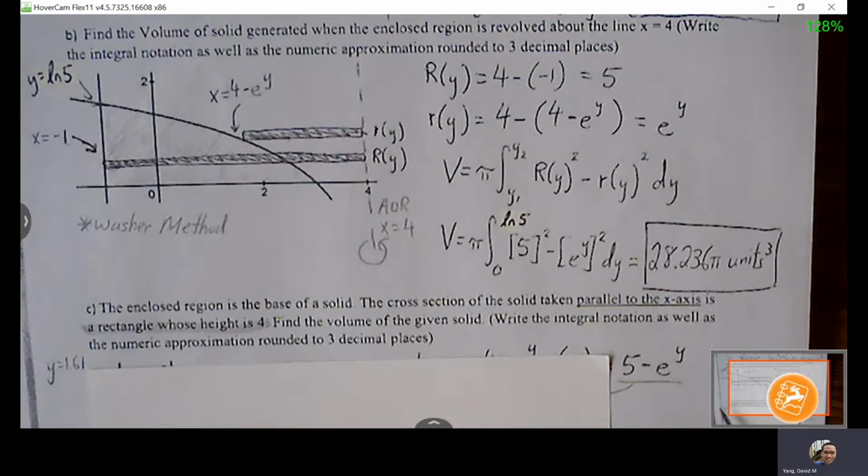Okay, so part C says the cross-section is taken parallel to the x-axis. Which direction is that? Yeah, horizontal. So horizontal, that means you're going to create your base length, right minus left. Everything that we've done is right minus left up to this point, so you can just use a lot of the same information, right? But build the base first, and then we got to figure out how to get to the area for that rectangle.